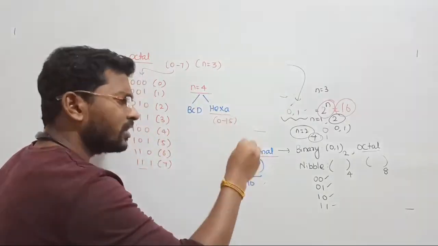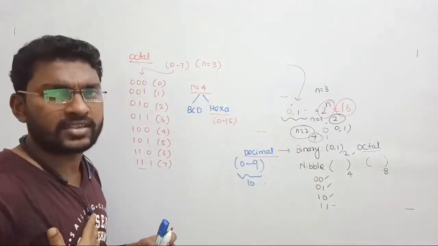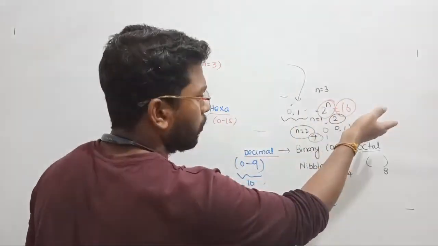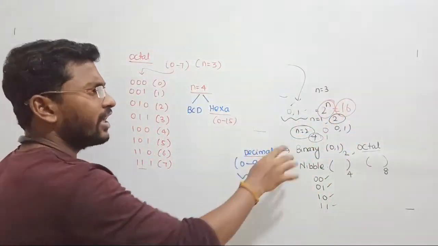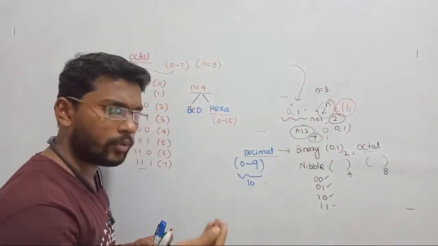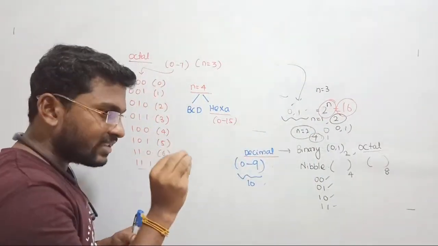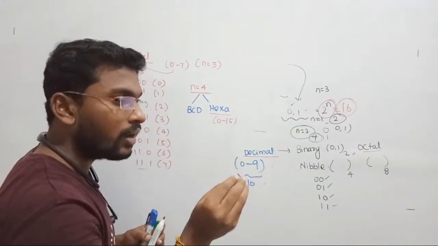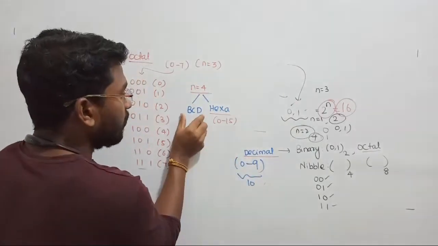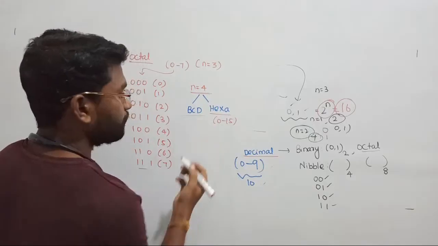So to satisfy this decimal alone, I don't get a set of bits. When I put n equal to 4, I can go up to 10. Actually, when n equals 4, we can travel up to 16. But for a decimal system only 10 numbers are sufficient. So the rest of the 6 numbers are called invalid codes in the case of binary coded decimal.